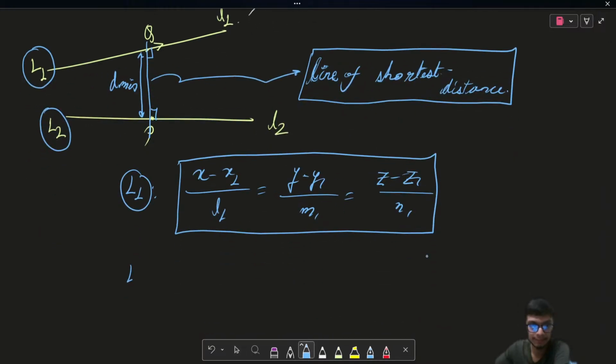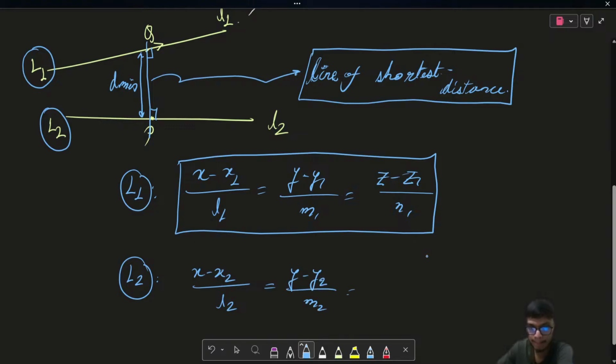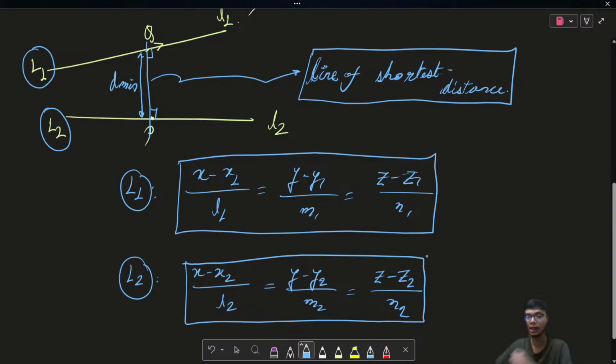Equation number second line. These are my two equations of line. Then the important thing to note here is that if we need to take the shortest distance between two lines, we have to obtain a line which is perpendicular to each of them. So now obtain a line which is perpendicular to lambda.